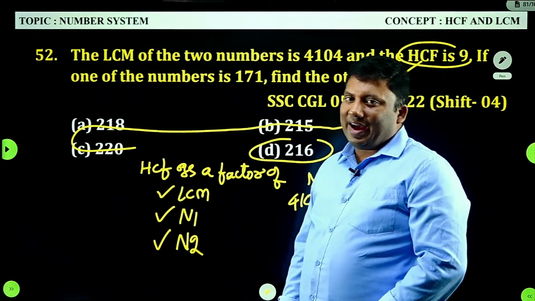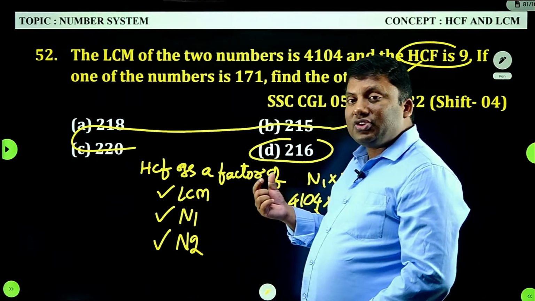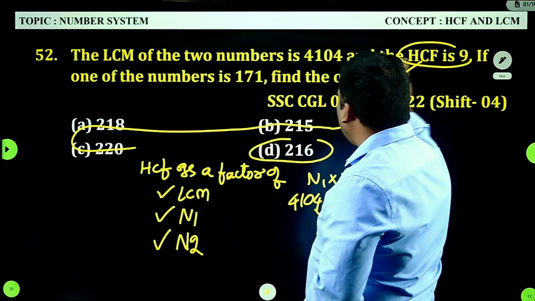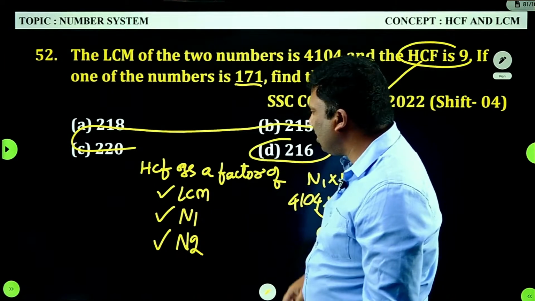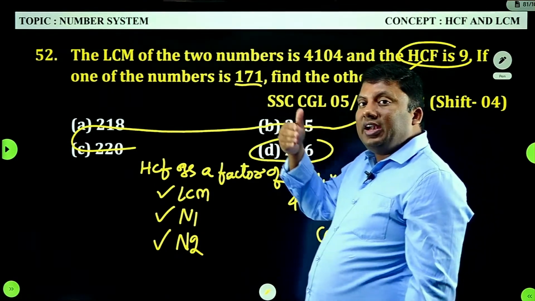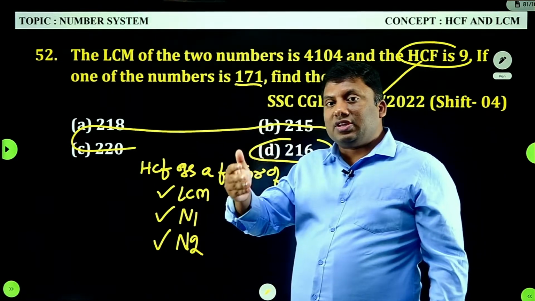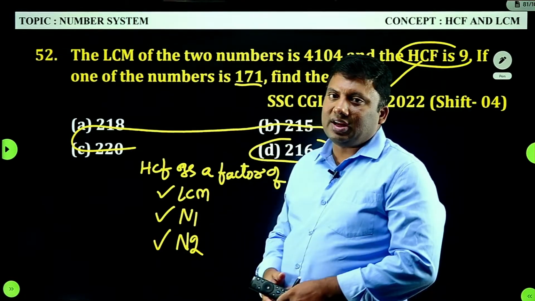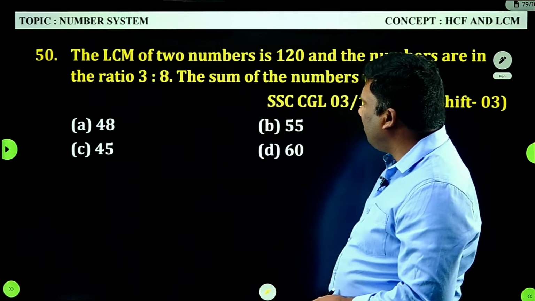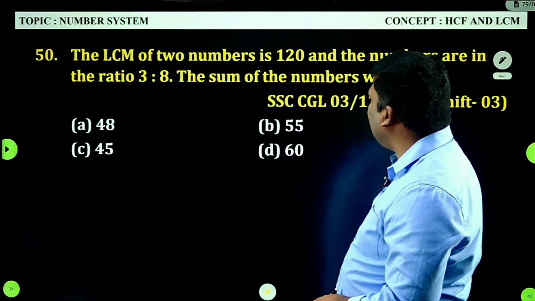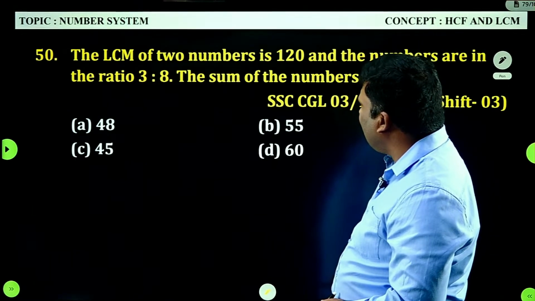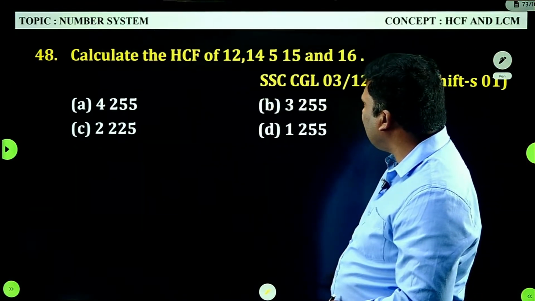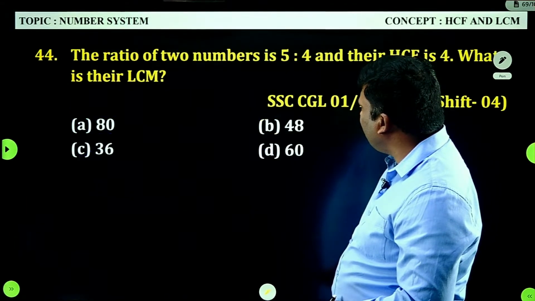I hope the idea is very clear to you. HCF should be a factor of both the numbers. The digital sum is also 9. The answer should be 9 into something, and the answer's digital sum should be 9. I hope the idea is very, very clear to you. Let me see if any questions are there. Now, these typo mistakes we will see.